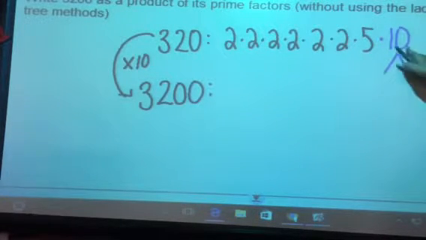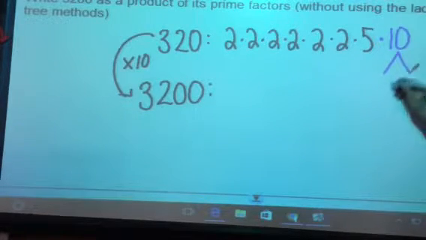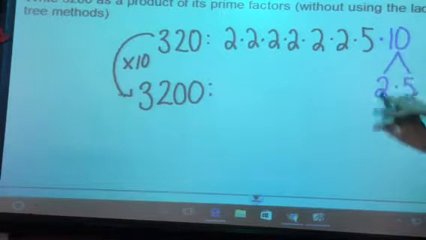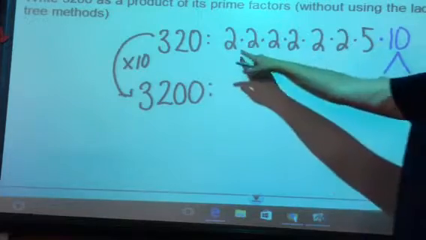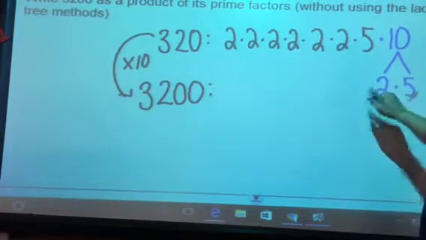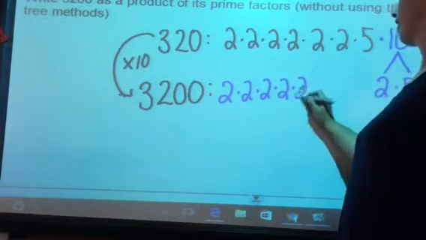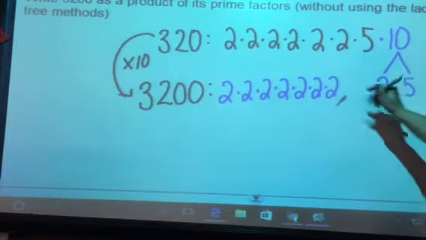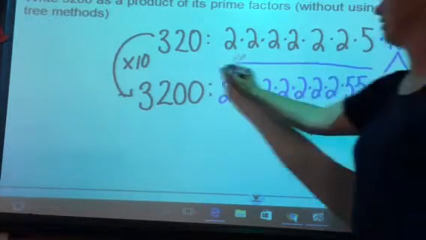The problem is that 10 is not prime. And we're supposed to write this as a product of its prime factors. So all you have to do is go ahead and break 10 into 2 times 5. And now instead of 6 2's, I have 7 2's. 1, 2, 3, 4, 5, 6, 7. And instead of 1 5, now I have 2 5's.